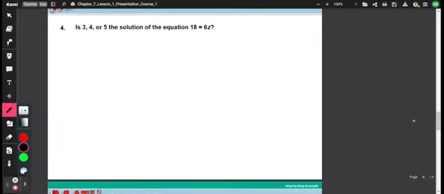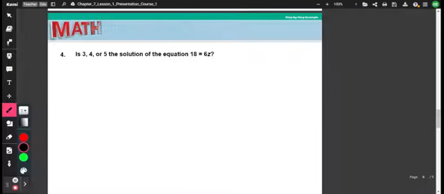All right, continuing on, we are on example 4, which is on page 515. Is 3, 4, or 5 the solution to 18 equals 6 times z? Remember, when a number and a letter are together like that, that means we are going to multiply them. So 6 times what is going to give us 18?